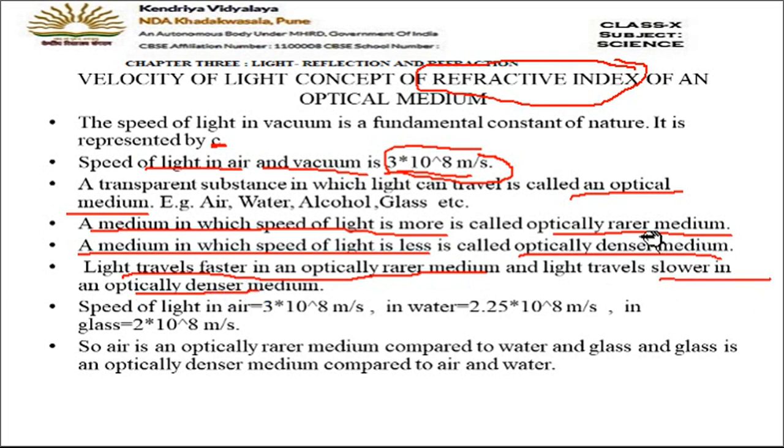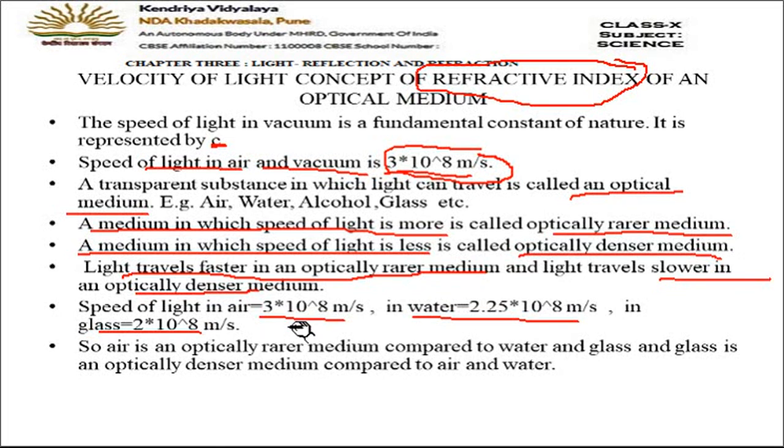If the medium is rarer, the speed of light will be more. If the medium is denser, the speed of light will be less. Okay. Now, speed of light in air is 3 into 10 raised to 8 meter per second. Speed of light in water is 2.25 into 10 raised to 8. And speed of light in glass is 2 into 10 raised to 8 meter per second.